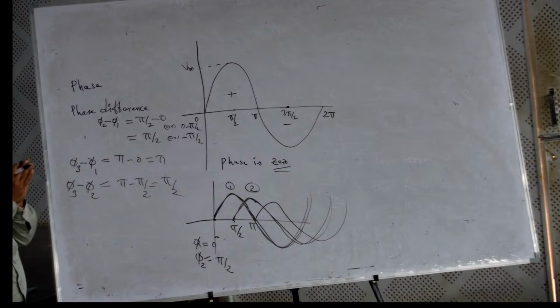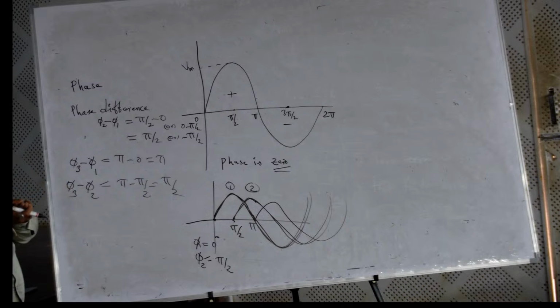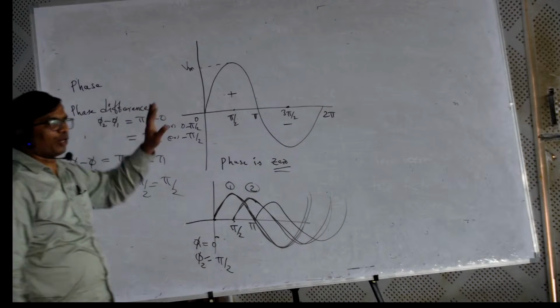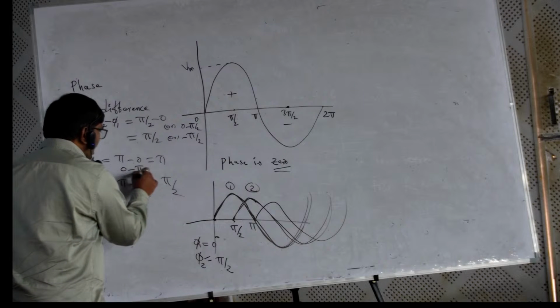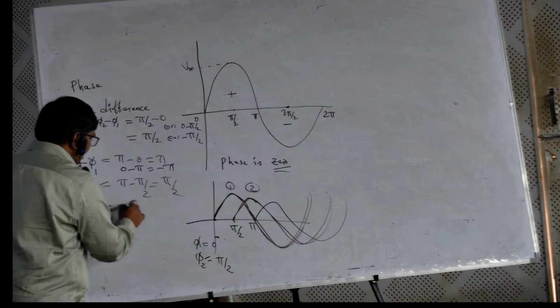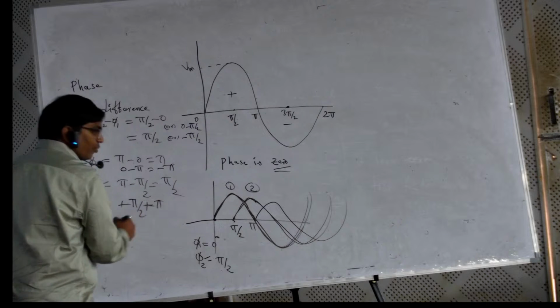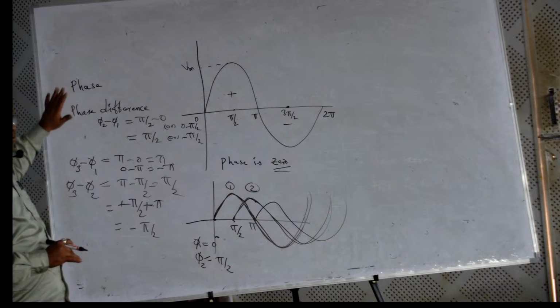Whether you subtract the second waveform from the first or the first from the second, pi by 2 minus 0 or 0 minus pi by 2, only one definition we have. So pi by 2 or minus pi by 2, both are equal. No need to worry. Here also you can write 0 minus pi, that is minus pi. Here you can write minus pi by 2. Plus pi by 2 minus pi also. You can write minus pi by 2 also. No need to worry about this. So this is about phase difference.